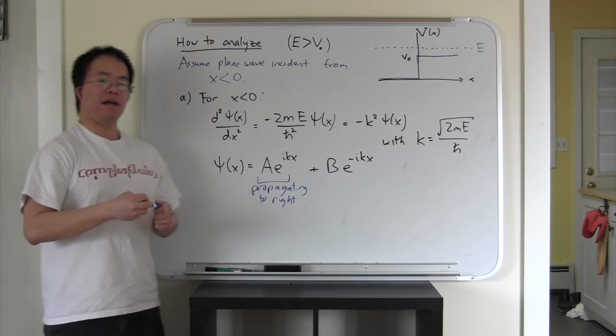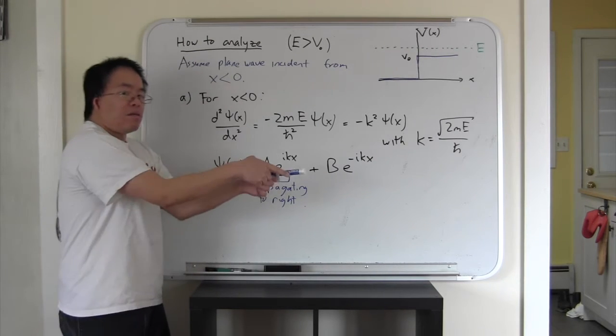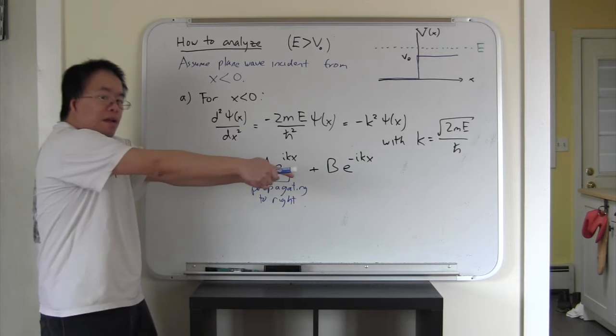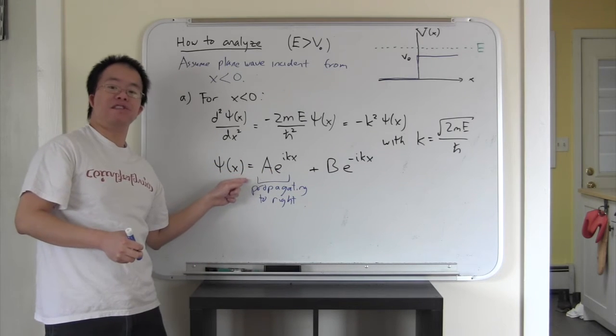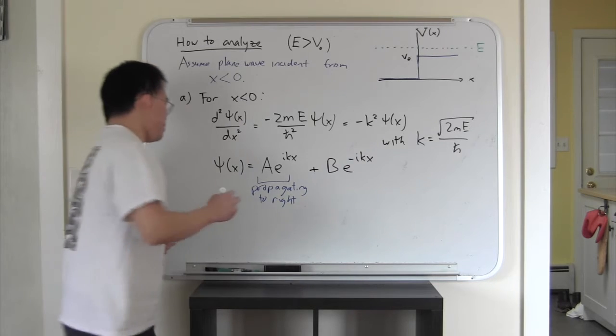So we identify this term because it's going to the right, and we're assuming that we have an incident plane wave that's going that way. We associate this with the incident beam.